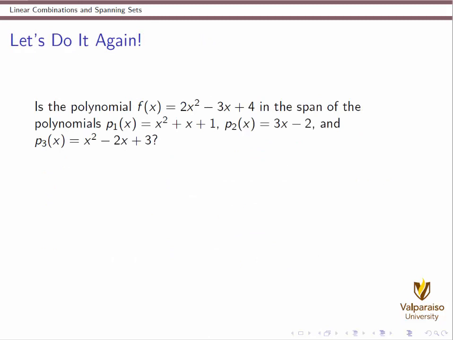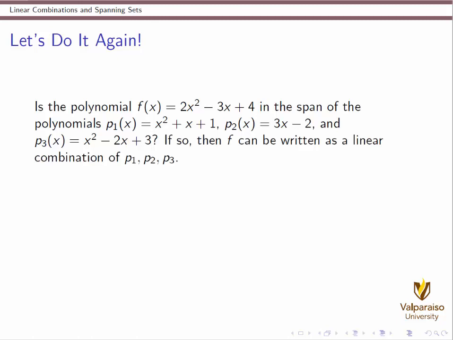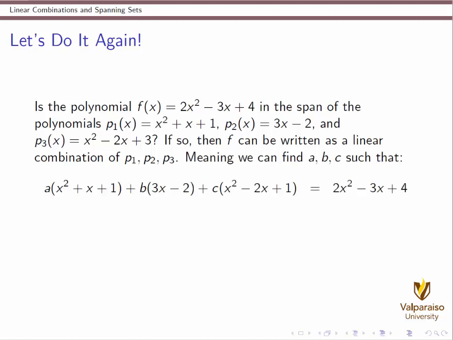Let's switch our scenario from geometric vectors to polynomials. So here's a polynomial f of x, 2x squared minus 3x plus 4. We're going to ask, is it in the span of the 3 polynomials p1, p2, and p3 given there? So we have to ask, can the polynomial f be written as a linear combination of those other 3 polynomials? And that means we are able to find mystery constants to make a linear combination of p1, p2, and p3 turn into that polynomial 2x squared minus 3x plus 4.